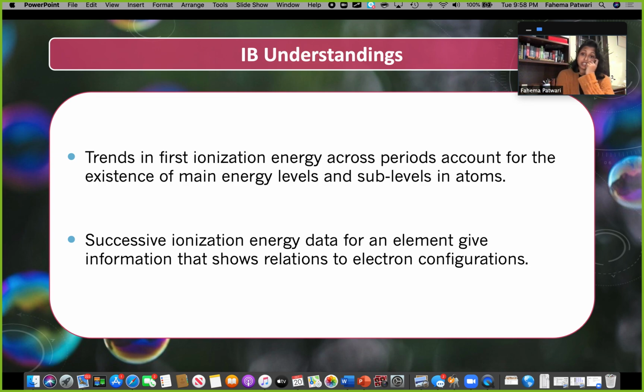So after today's lesson, you should be able to understand how trends in first ionization across the period will account for the existence of main energy levels and sublevels within atoms, right? So main energy levels are 1, 2, 3, 4. Sublevels are S, P, D, F. You'll also see how successive ionization energy data for an element gives information that shows a relationship to the electron configuration for the element.